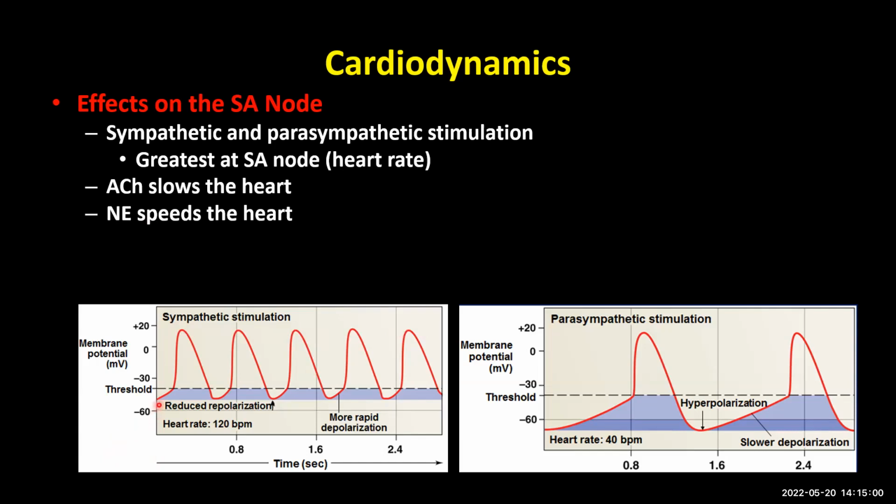Because the resting membrane potential gets closer to the threshold, it takes less time. But in the parasympathetic system, what happens here? Look at it here. It can be -65, -70, depending on how strong the signals are. So now it is going farther away from the threshold.